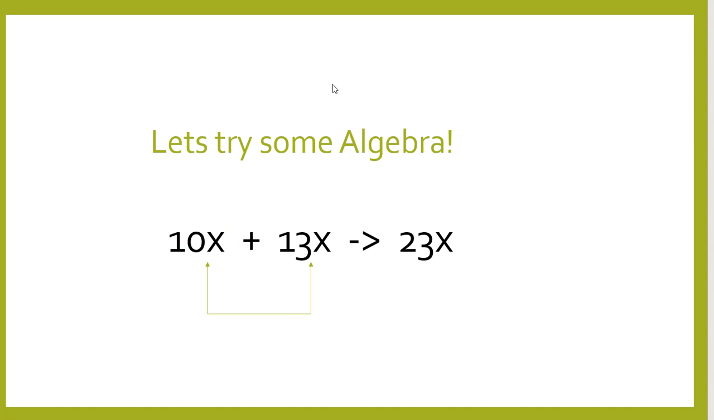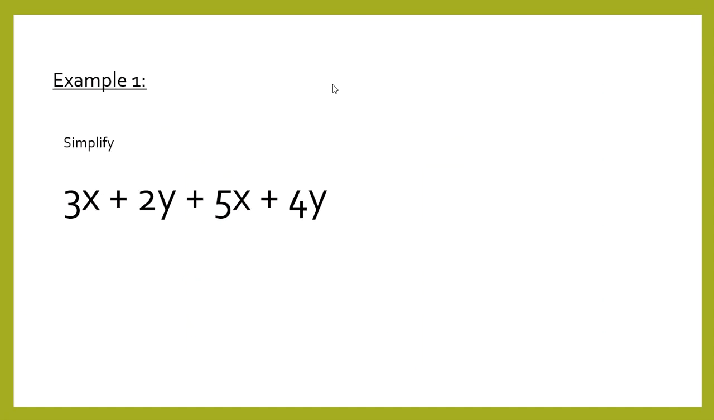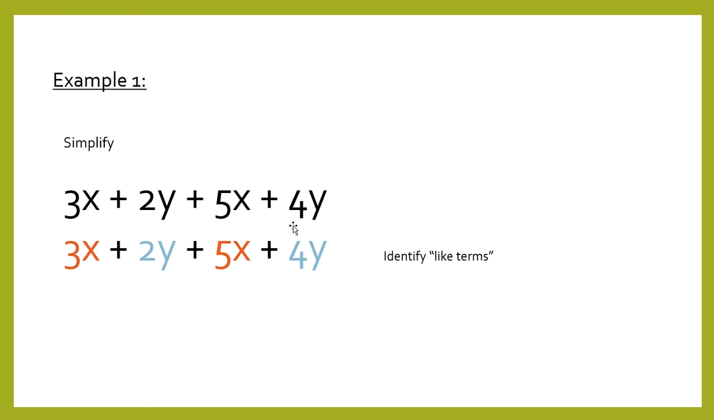So let's take a look at an example, an actual algebra example. We're out of the realm of fruit and out of the realm of shapes, and we're going to talk some actual algebra. So let's look at this question here. We've got 3x plus 2y plus 5x plus 4y, and we want to write that in a different way. So the first thing we're going to have to do is identify the like terms. The like terms in this question are going to be 3x and 5x, which I've shown you here in red. 3x and 5x in red, those are both like terms. And the 2y is a like term with the 4y.